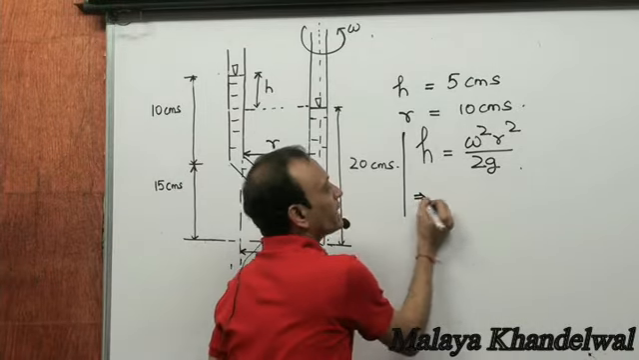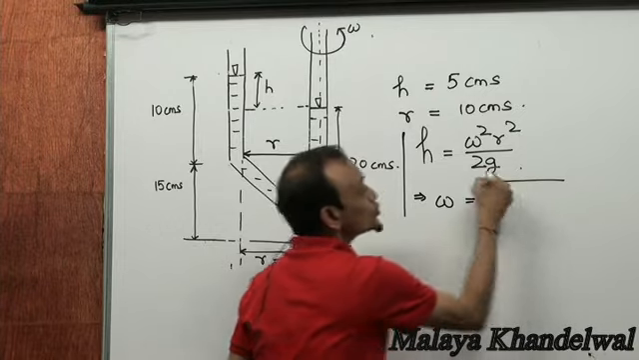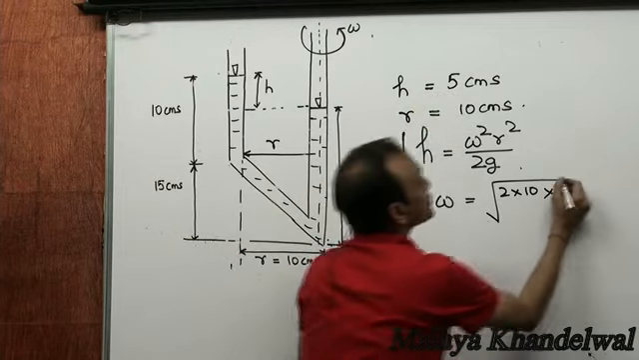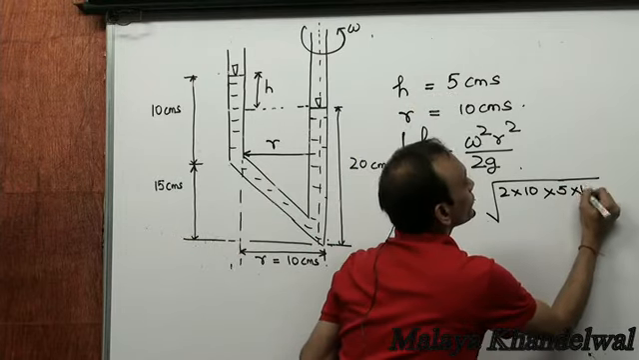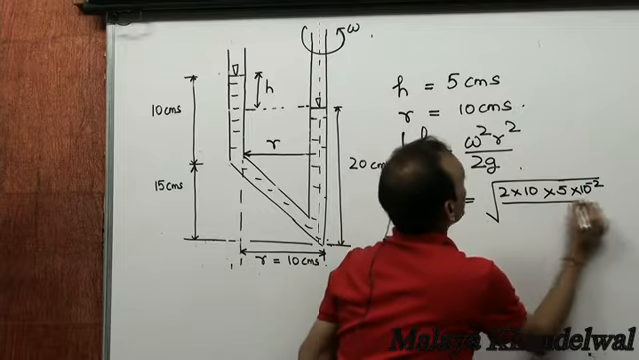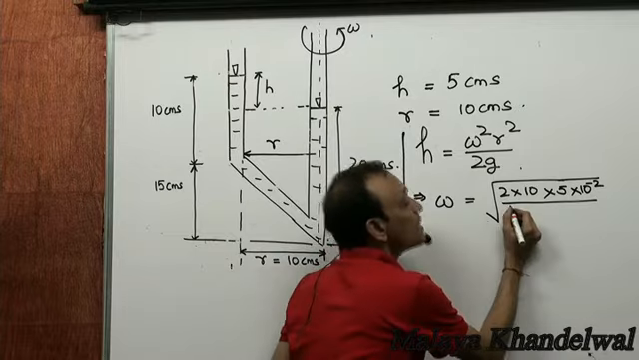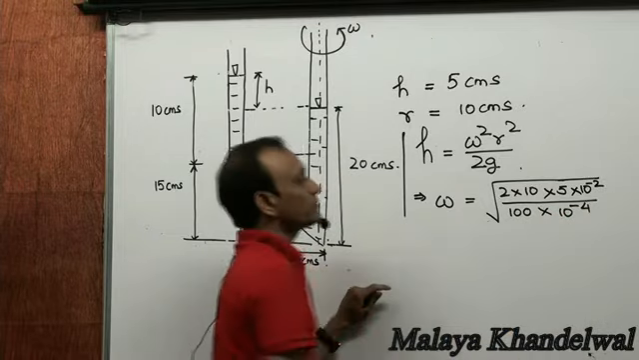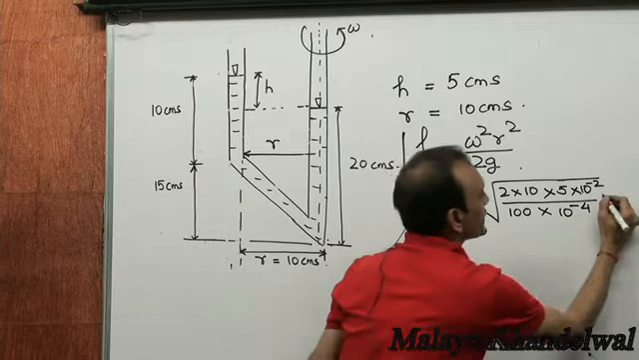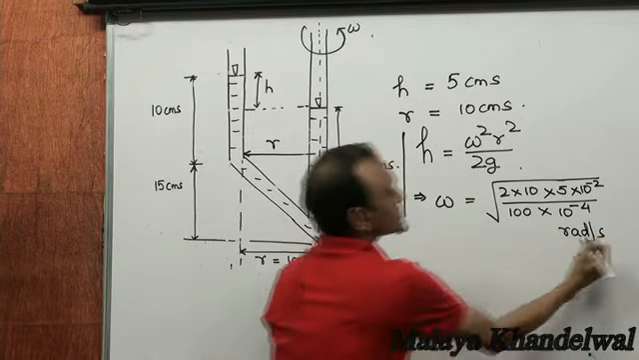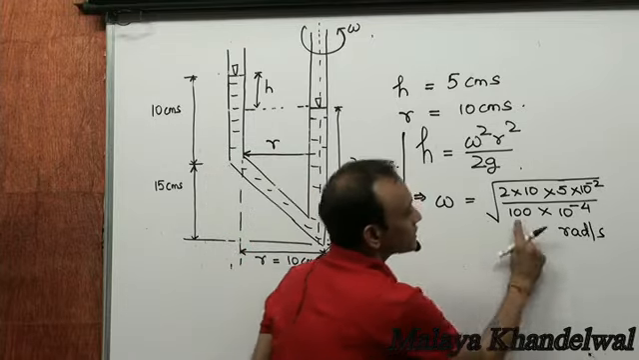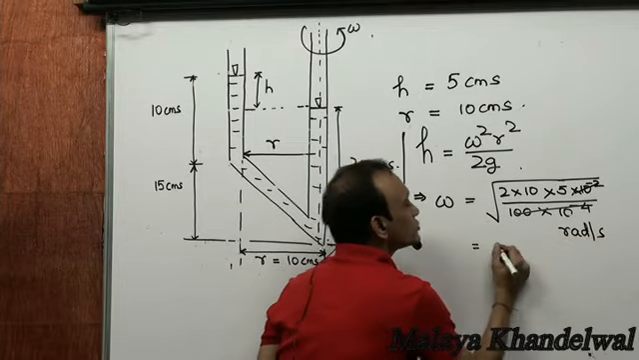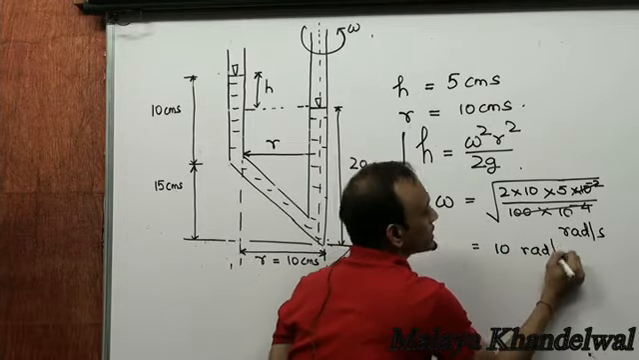Very clearly, omega then is root 2gh, 2 into 10, and h, as you can see, is 5 into 10 to the power minus 2 meters divided by r square. R square is 100, so 100 into 10 to the power minus 4 meters squared. That must be omega, these many radians per second, right? How much does it turn out to be? Let's evaluate. This is 10 to the power minus 2. This will get cancelled with this. So 10, 10, 100. So that makes it 10 radians per second is the angular velocity.